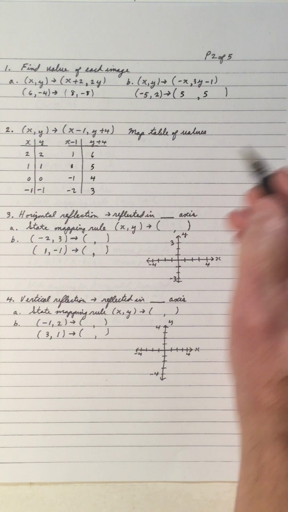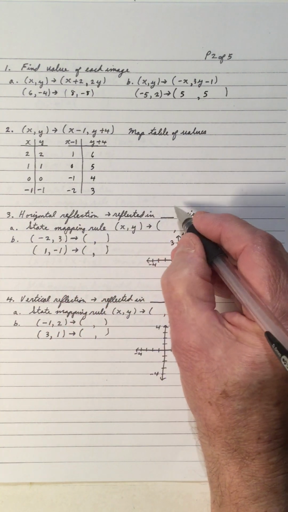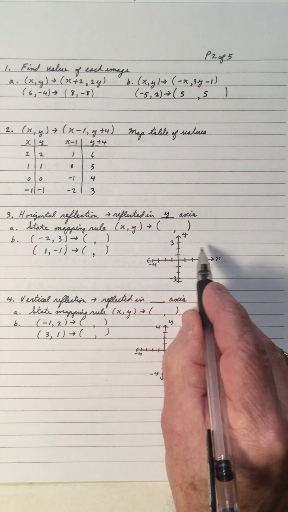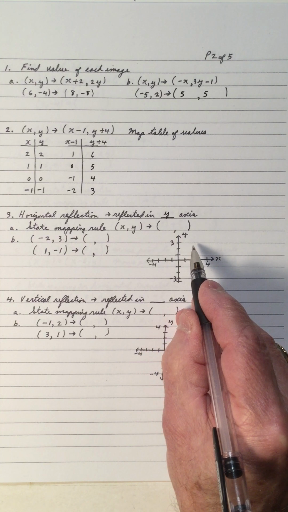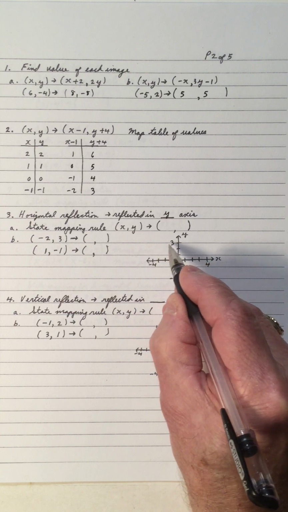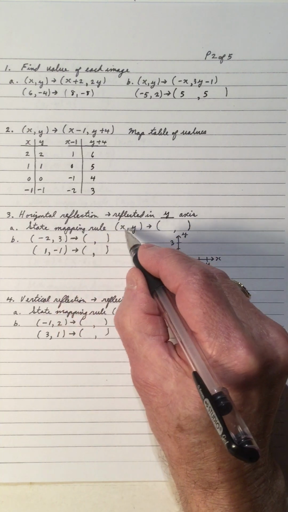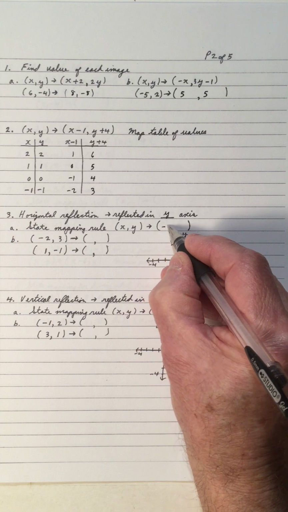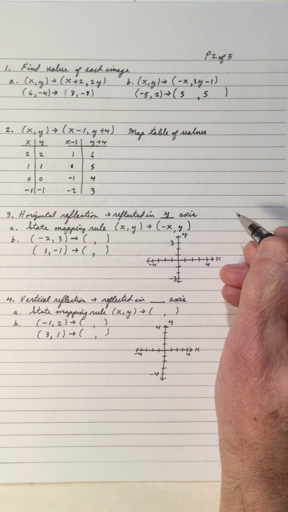Number three, the horizontal reflection. When you reflect horizontally, it's reflected in the y-axis. So horizontally is this way, so we reflect in the y-axis. And when you reflect in the y-axis, the x of the ordered pair is changing. So the mapping rule for x comma y in a horizontal reflection gives you the negative of x, but the y doesn't change.